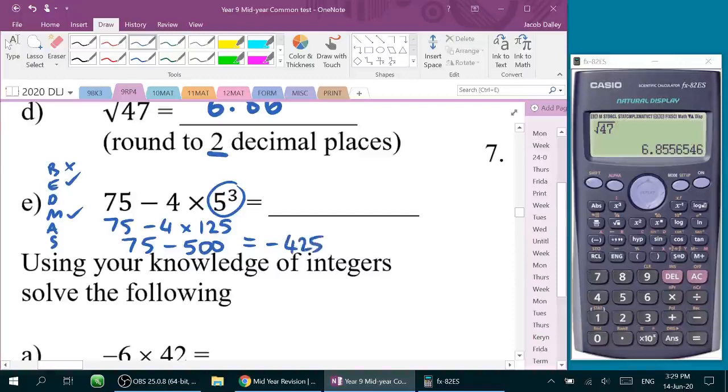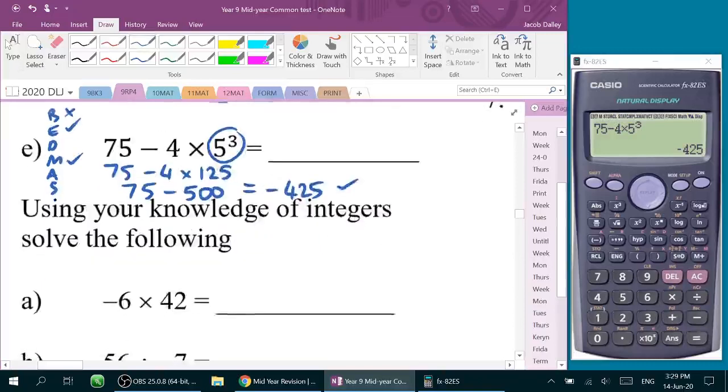So your calculator is actually capable of doing all the BEDMAS as well. So if I just put that in, I should end up with the same answer. I just wanted to show you, whoops, we want to make that 5 to the power of, this button here with the X with a little square is how you can get to the power of 3. Yep, and then we hit equals, negative 425. So we were correct there. But it's good to know that your calculator is always doing BEDMAS. Alright.